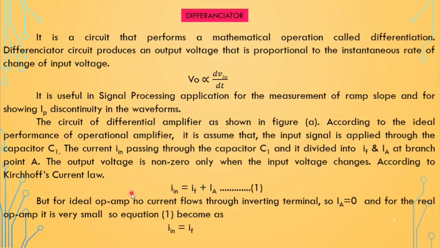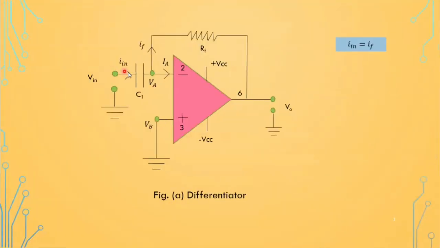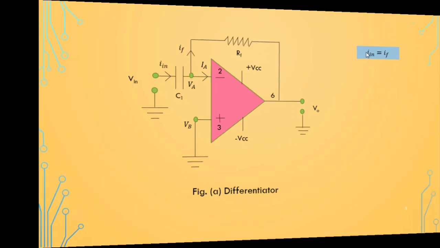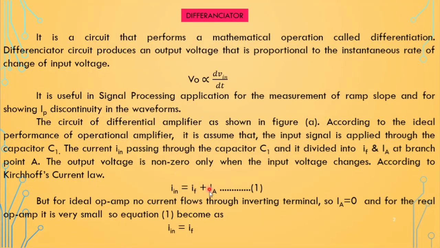According to Kirchhoff's current law, I in is equal to IF plus IA. Whatever current is coming will divide into two branches. But for the op-amp the input impedance is high, so the current IA cannot pass through the inverting terminal. So IA is equal to 0. Whatever current is coming will go in this direction. So we can neglect this IA, or for a real op-amp it is also very small, so we can neglect it. So I in is equal to IF.